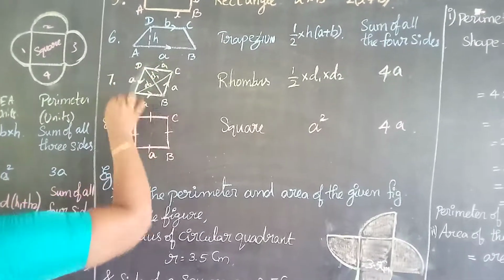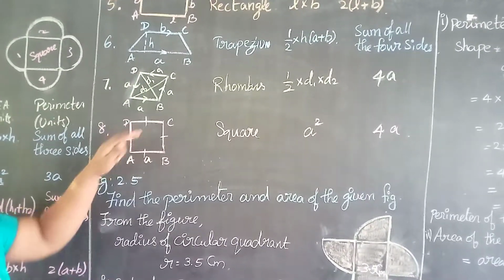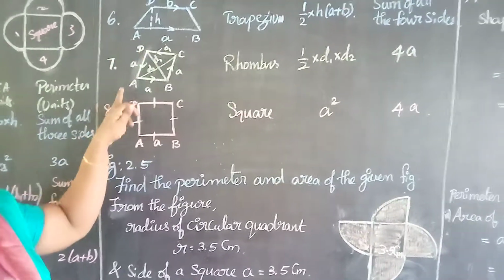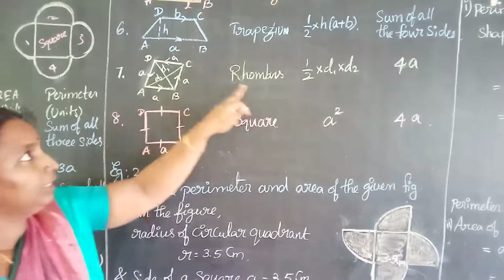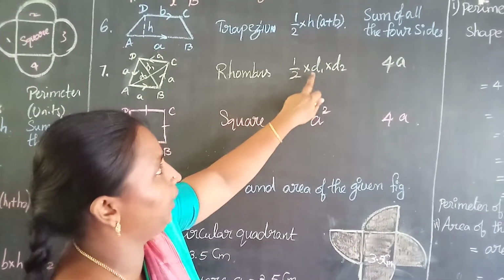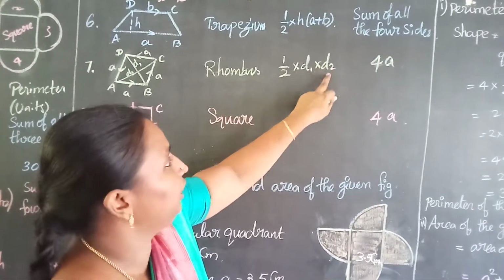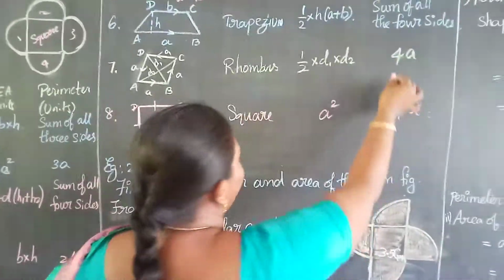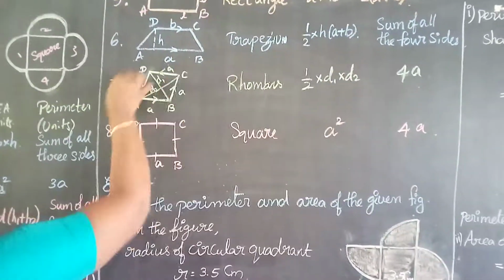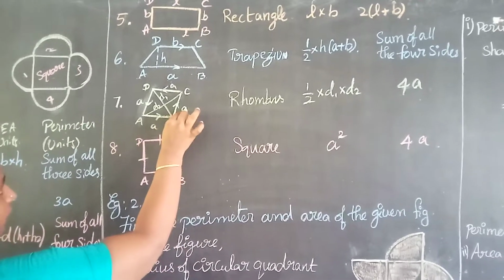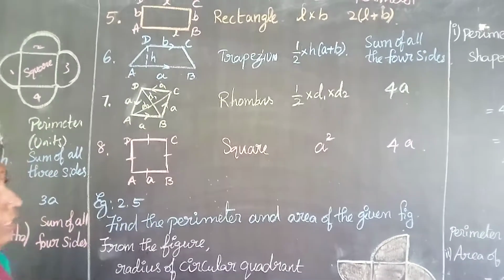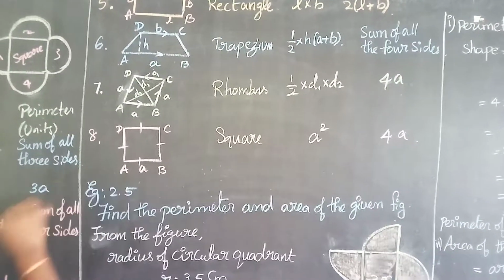Rhombus is also a term. All the sides should be equal. We have diagonals here. BD is one diagonal and AC is one diagonal. Area of rhombus is half into d1 into d2. d1, d2 are the diagonals of the given rhombus. Next, 4a. Already I told you, all the sides are equal. Then a plus a plus a plus a, so 4a you will get. Perimeter is 4a.